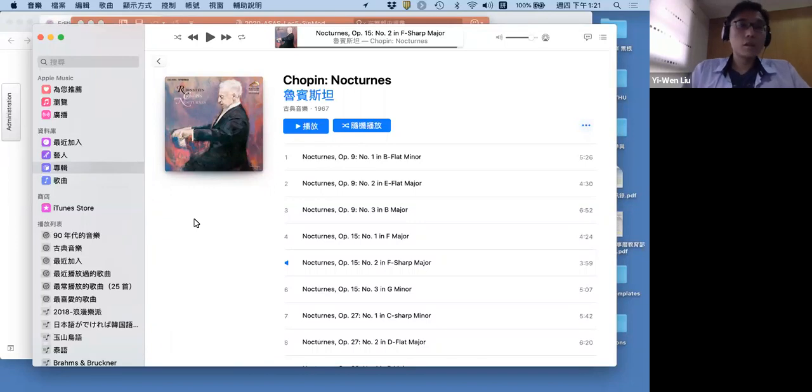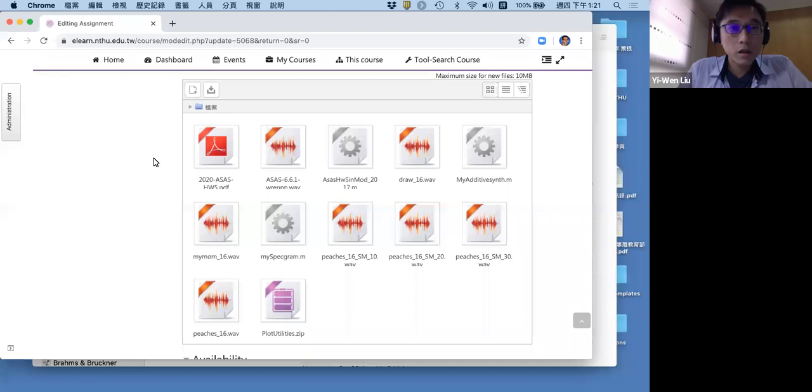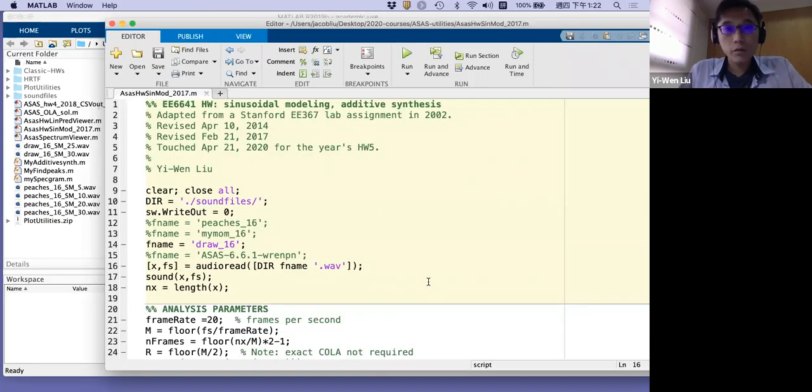So today we are going to talk about sinusoidal modeling. The best way to explain that might be to run the program for you first. Let me mention that all the materials are already on eLearn. Here you can find some example files as well as the starting code. Please come here to download all the files. But today, let me first go through the code.